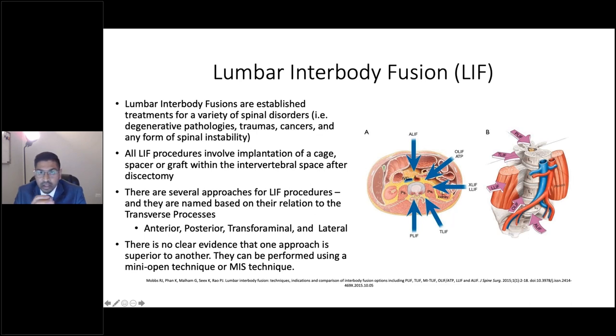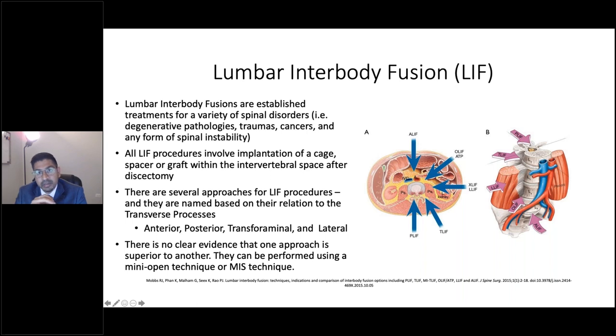Next slide, please. Next, I would like to focus a majority of our discussion on the different approaches to a lumbar fusion. Throughout my anesthesia residency, I was always confused why certain spine surgeons would choose an anterior lumbar interbody fusion versus a posterior lumbar interbody fusion. So my goal of this section of the lecture is to hopefully give you all a better understanding of the differences between these approaches. For starters, all lumbar interbody fusions involve some sort of removal or dissection of the intervertebral disc and implantation of either a cage, spacer, or graft into this void.